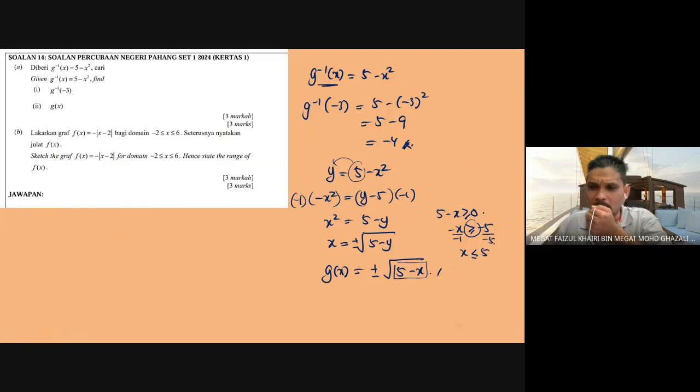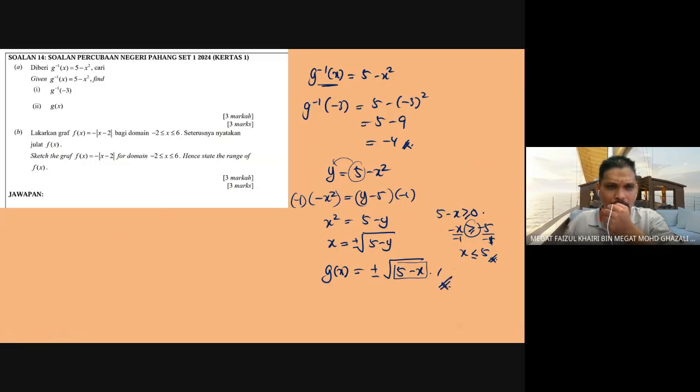Okay. So meaning here g(x) equals plus minus the square root of 5 minus x. Given here, the expression inside must always be greater than or at least equal to 0. So negative x is greater than or equal to negative 5, divided by negative 1 on left and right. Then we change the sign, so x is less than or equal to 5. Okay, so this is the one.